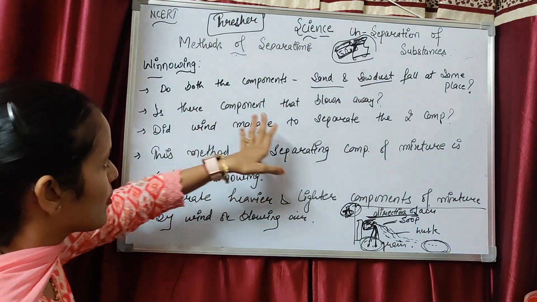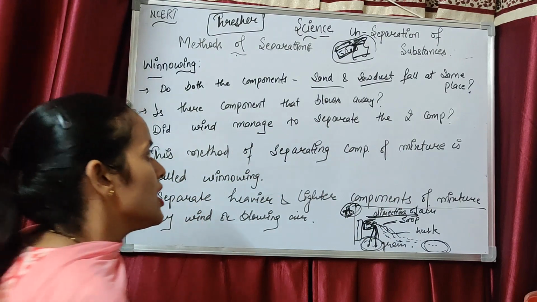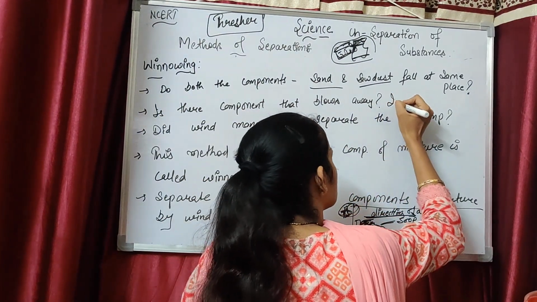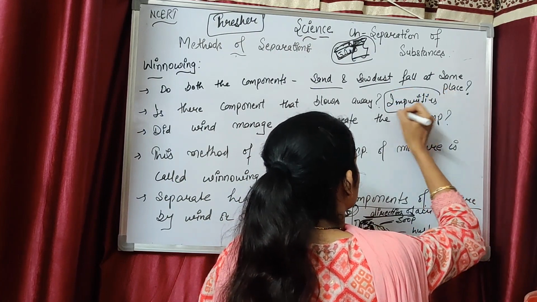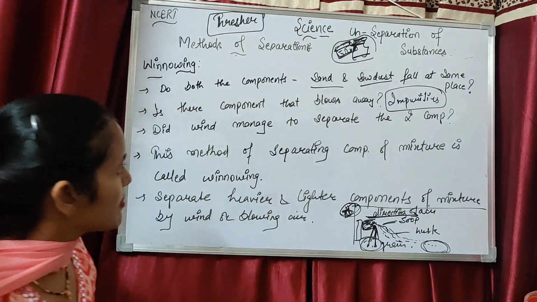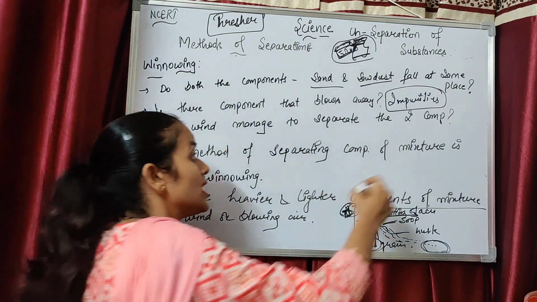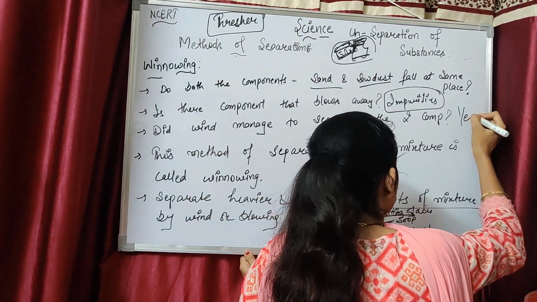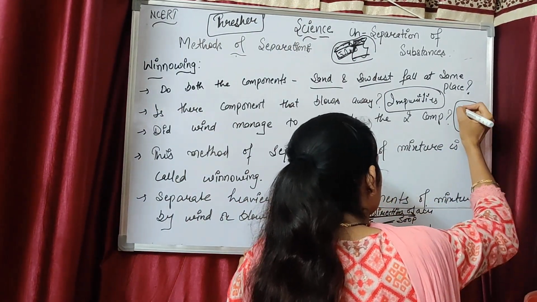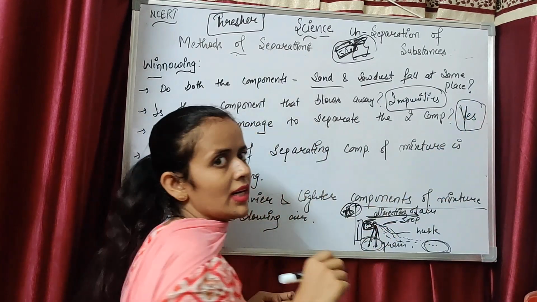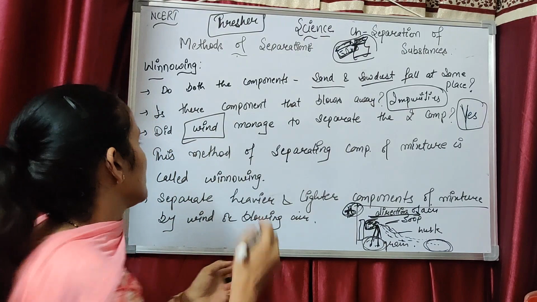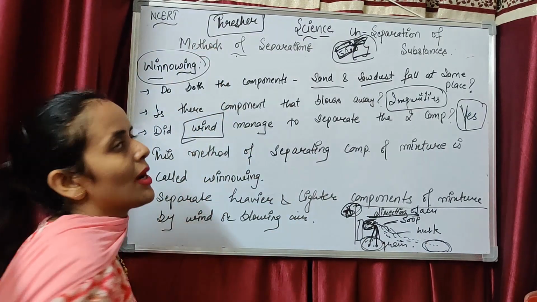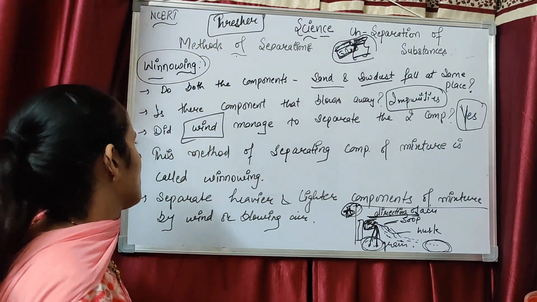So next, is there a component that blows away? Yes, there are impurities which are blown away with the help of the wind. Did wind manage to separate the two components? Yes, wind will manage the separation of two components. This process is only and only done with the help of the wind. Without wind, we cannot perform the winnowing method to separate 2 or 3 substances.